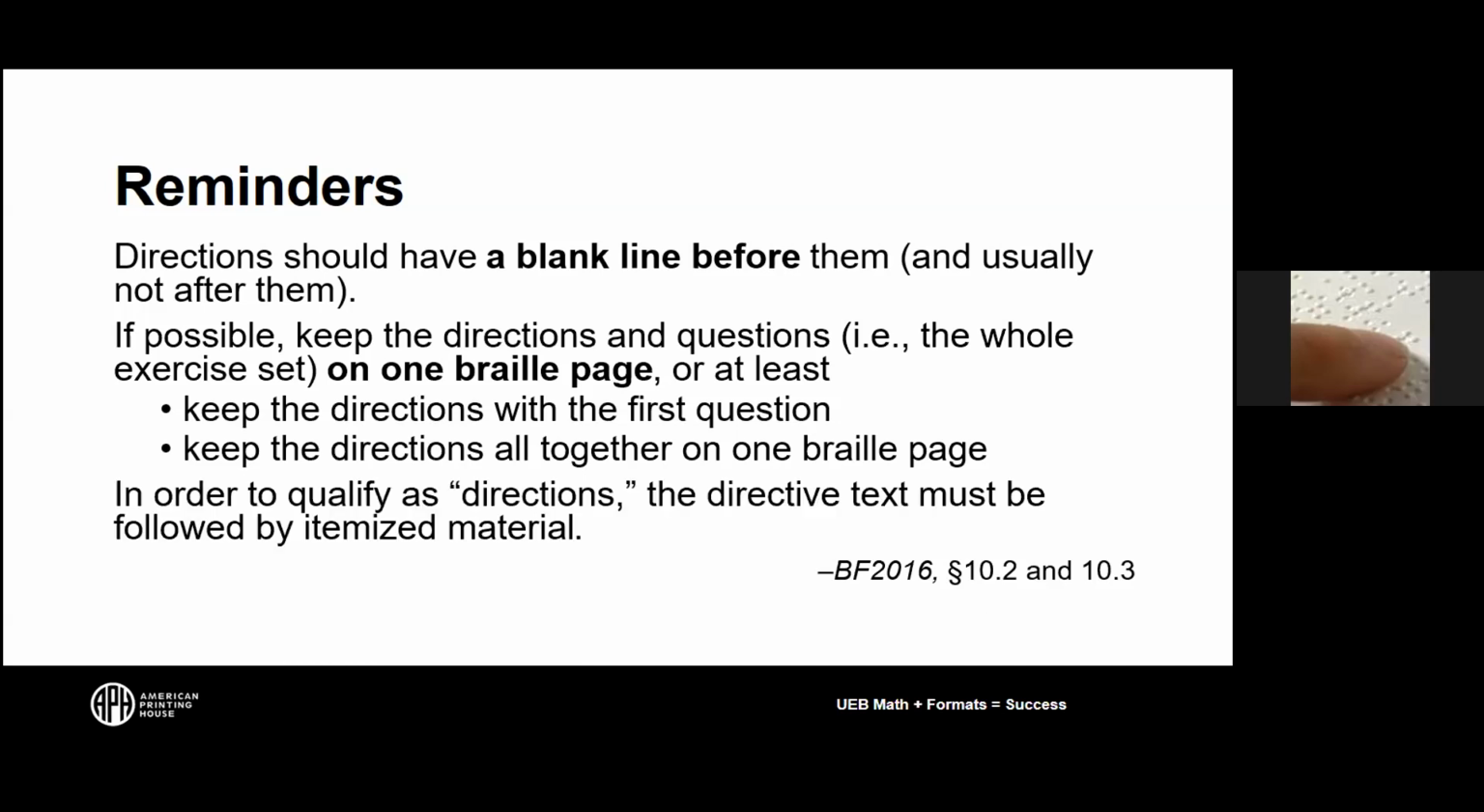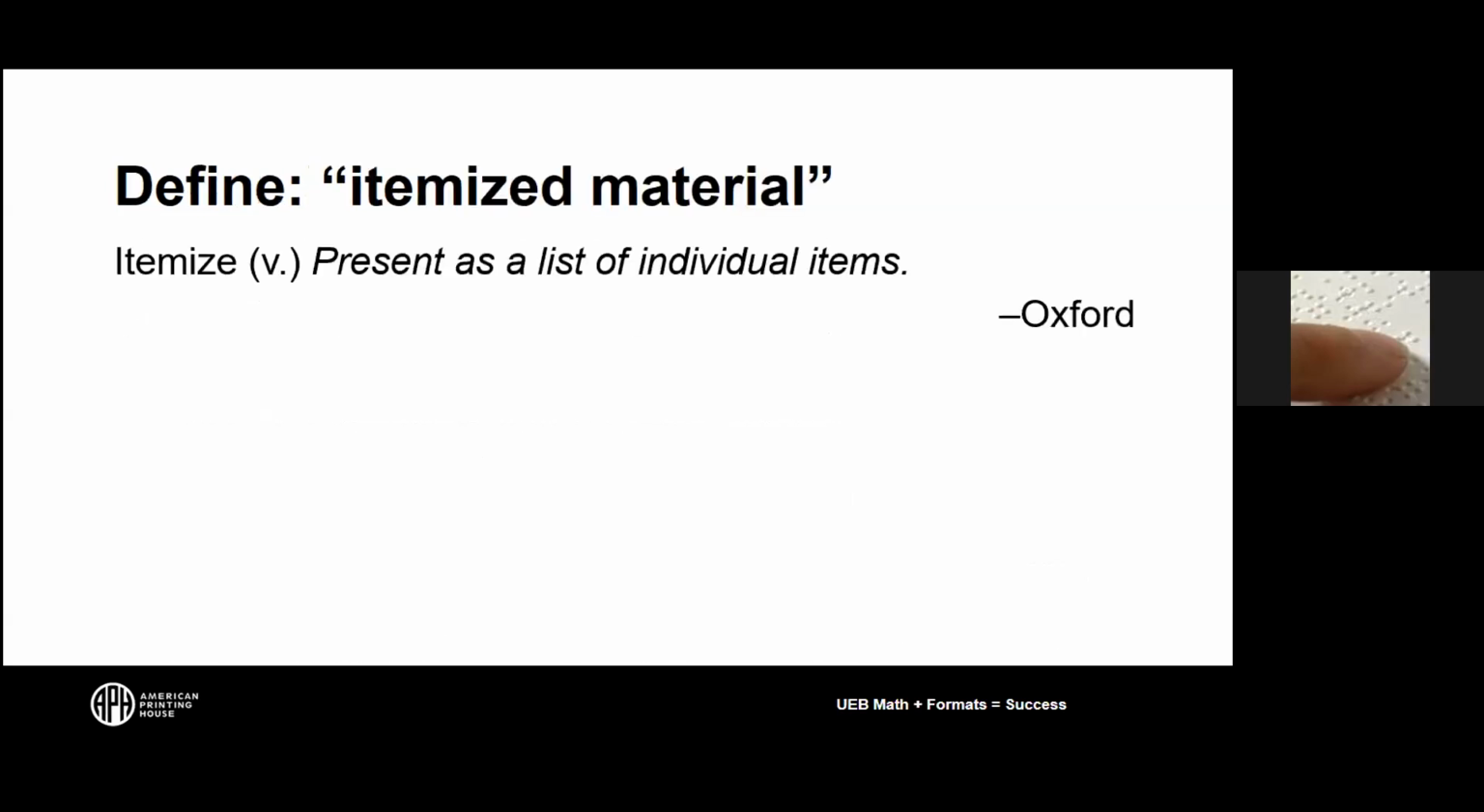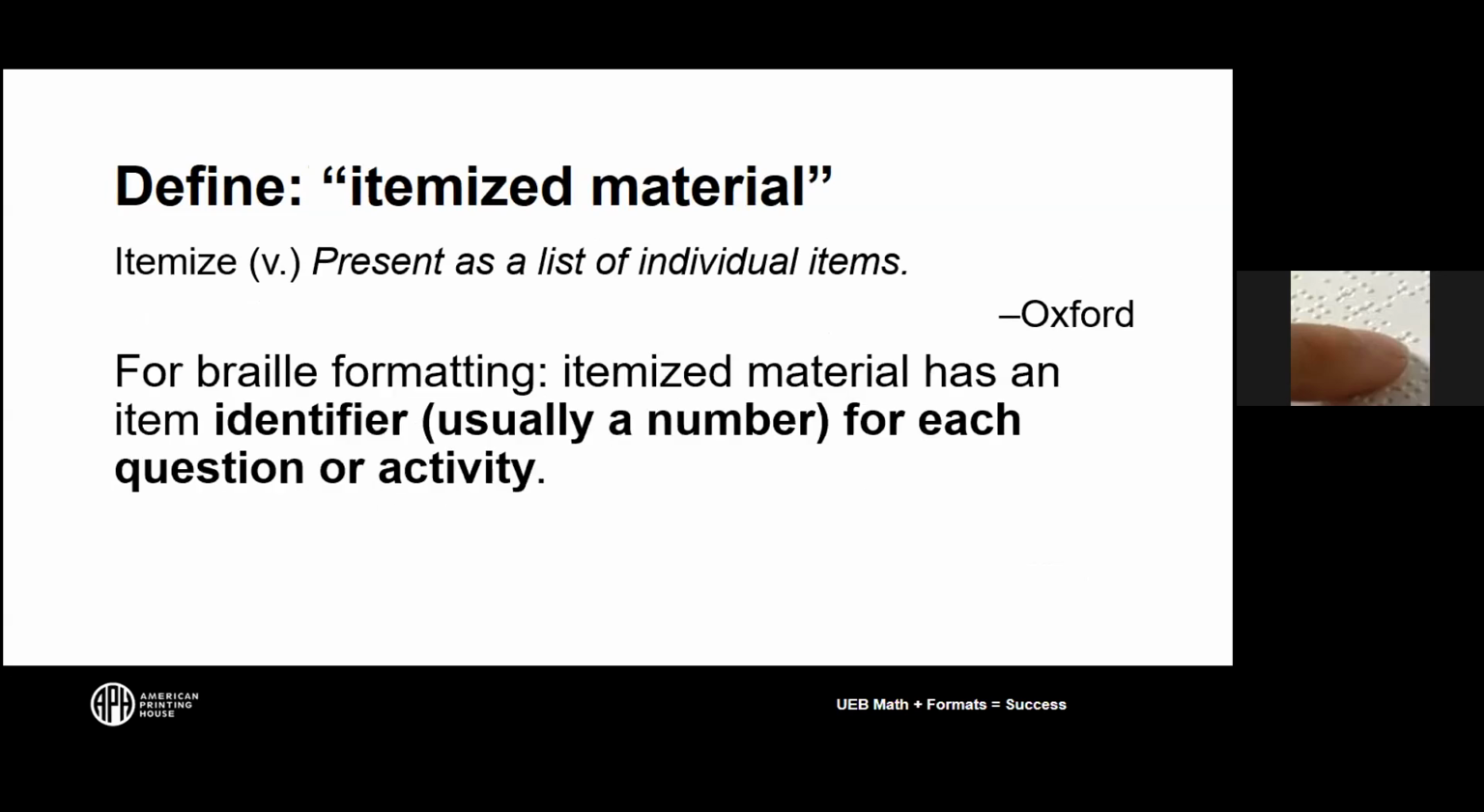Last reminder, in order to qualify as directions, the directive text, so the text that says what to do, must be followed by itemized material if we are to treat it as directions. What's itemized material? To itemize means to present as a list of individual items. For Braille formatting, itemized material has an item identifier, usually a number, for each question or activity.